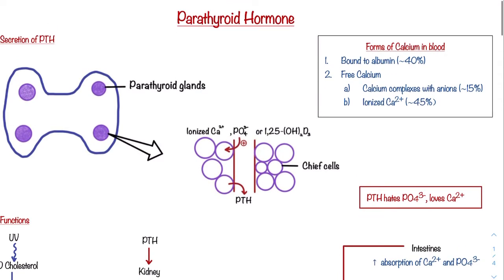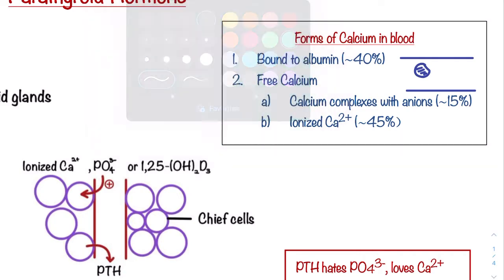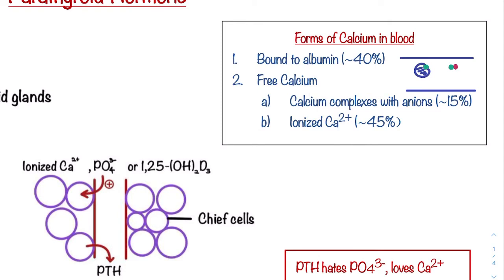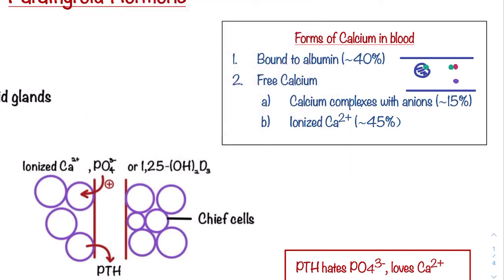So when it comes to calcium, there are three forms of calcium in blood. The first one is bound to albumin. So when we take blood, there is 40% of calcium bound to albumin. Then there is calcium which is free but is complexed with negative ions such as phosphate ions. So they are not considered exactly free. And then we have the ionized calcium.